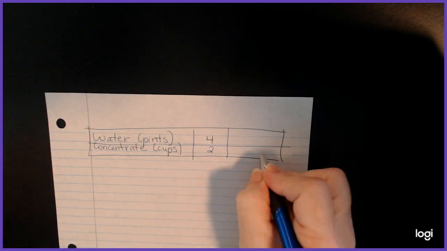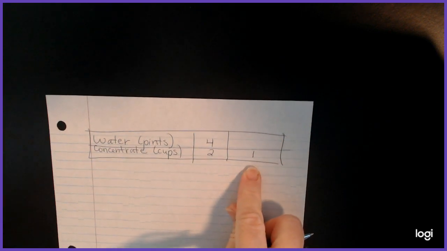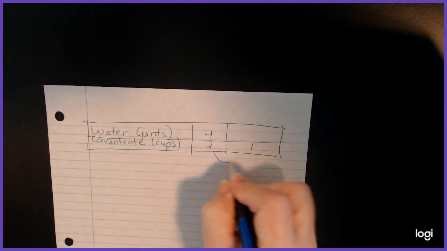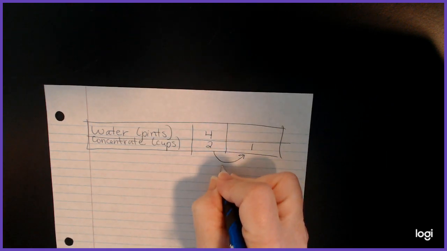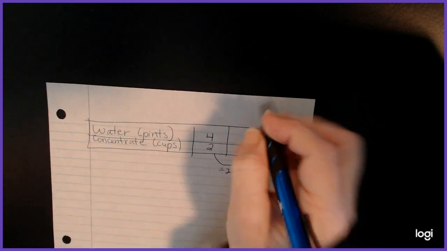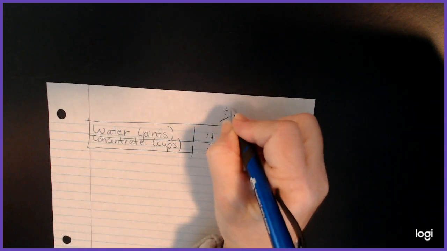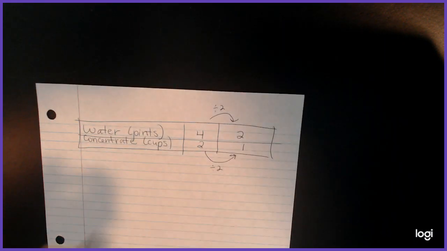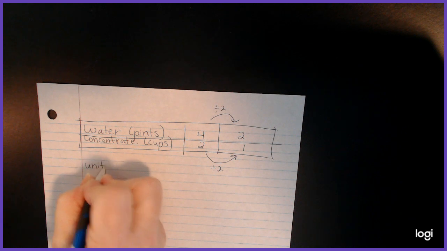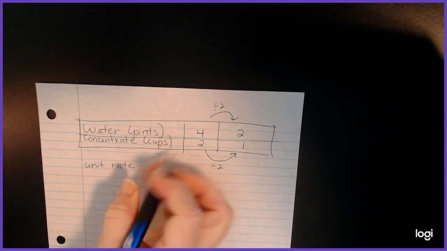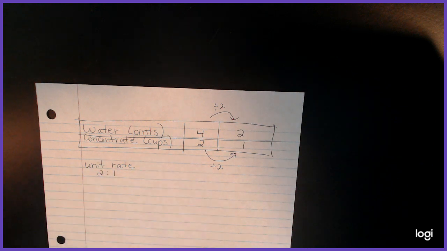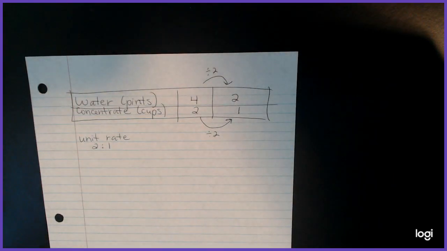Now remember, unit rate means I want to find the quantity of 1. I would like to find the unit rate where if I had 1 cup of concentrate, right? Well, most of us can see here, in order to go from here to here, we took 2 and divided it by 2, which means we're going to do the exact same thing up here. And so we found out, according to this, our unit rate was 2 pints of water to 1 cup of concentrate. This is our unit rate.